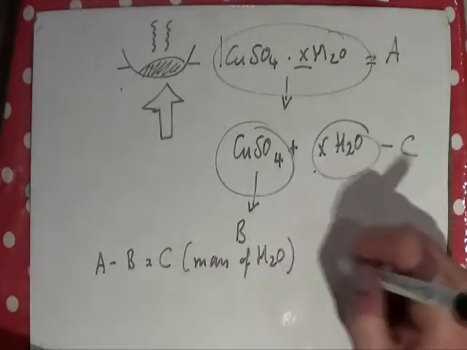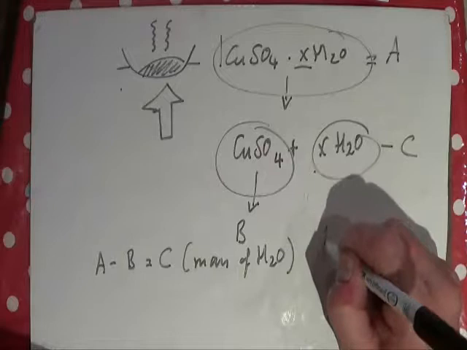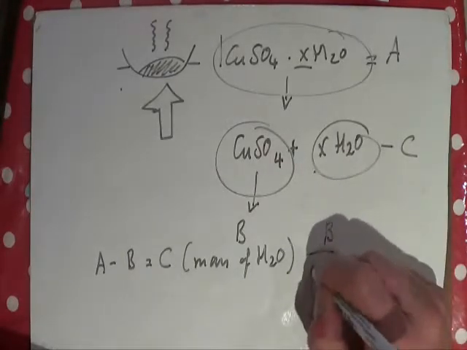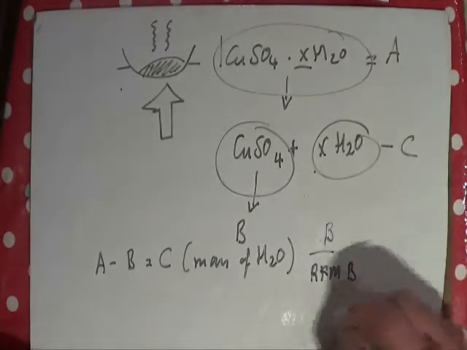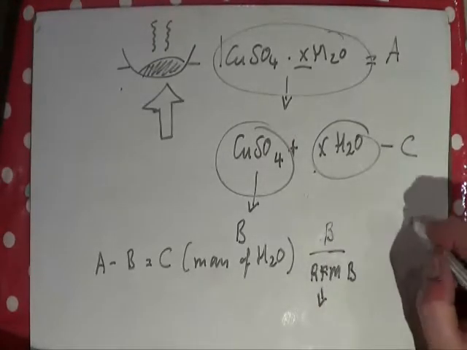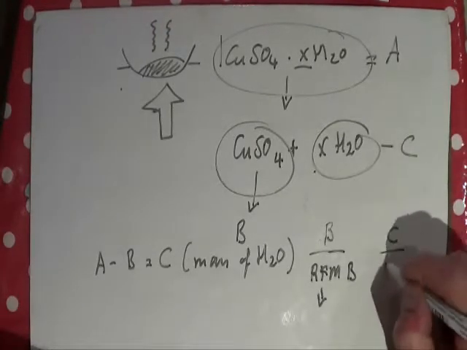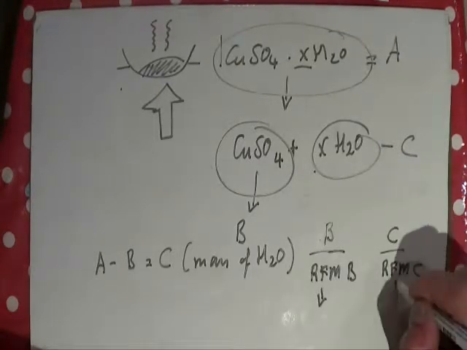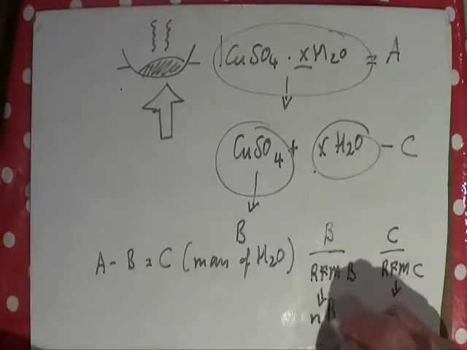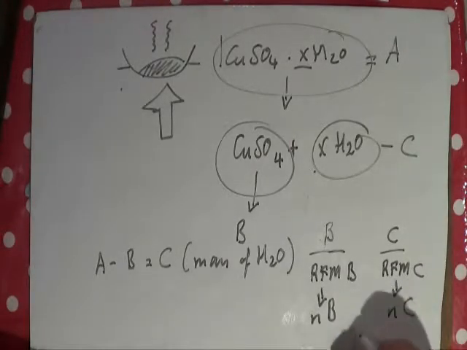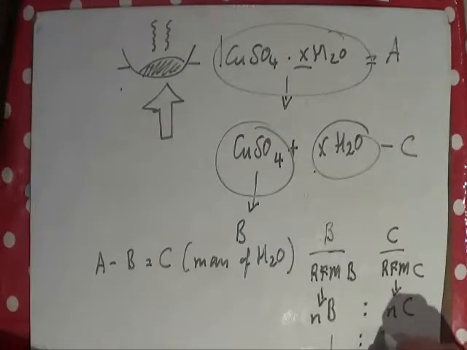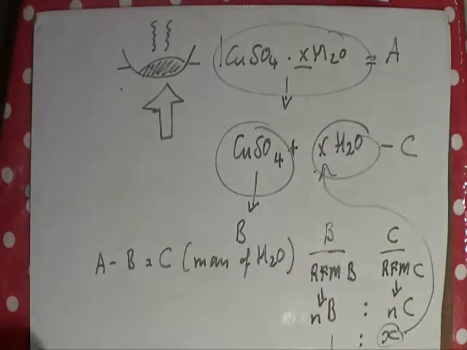Okay, so therefore if I can work out moles of B, that would be B divided by the RFM of B, and that will give me moles of B. And I can work out C, which is the mass of water, divided by 18, or the RFM of C, will give me moles of C. So we'll call N for moles, N for moles, and then all I want to do is work out the ratio of that. The ratio will always work out so that we can make this as 1, and this will be X, and that will tell me what this value is. So that's essentially the theory behind it.